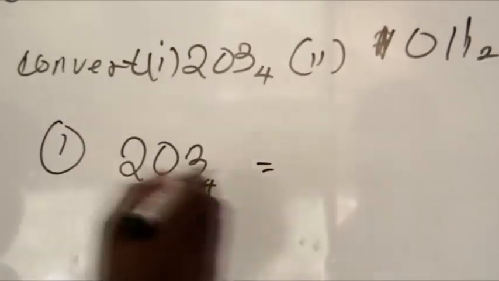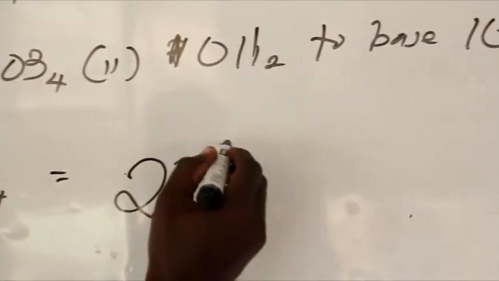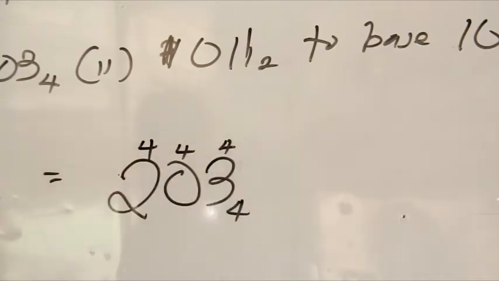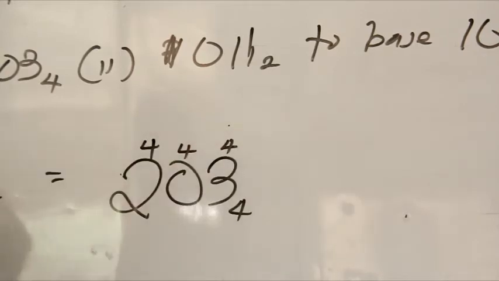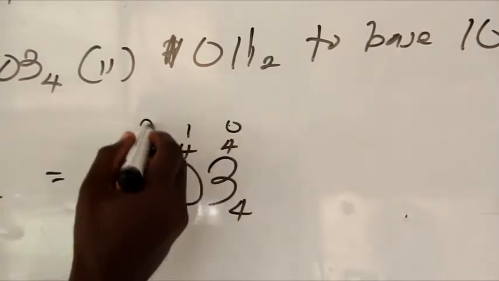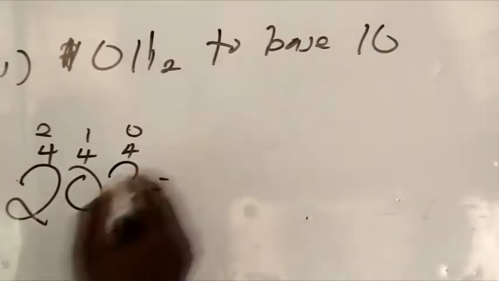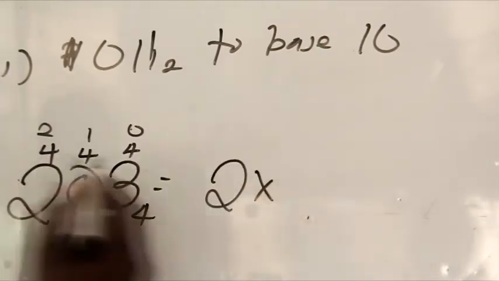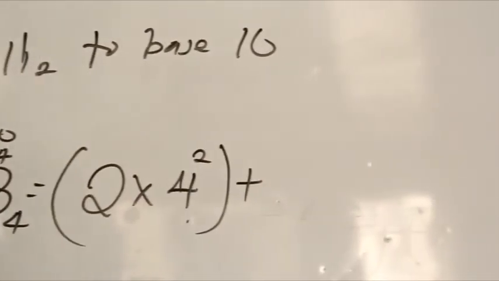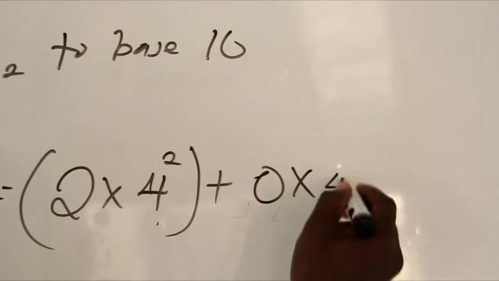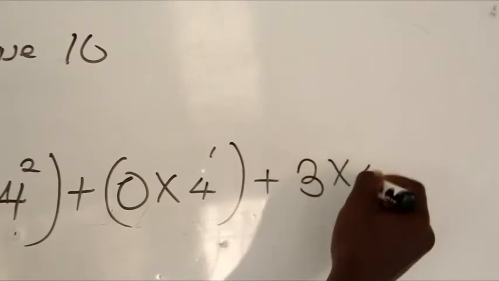How is that done? This is 2034. Since this number is in base 4, we have just written 4 on top of it for clarity, and we start numbering to the left from 0, 1, 2. So we are going to use the expansion method. And how is that done? We say this is 2 times 4 raised to the power of 2, let's put it in brackets for clarity, plus 0 times 4 raised to the power of 1, plus 3 times 4 raised to the power of 0.